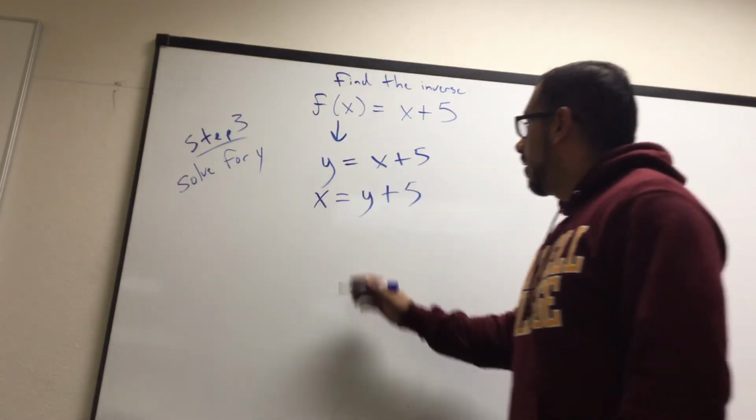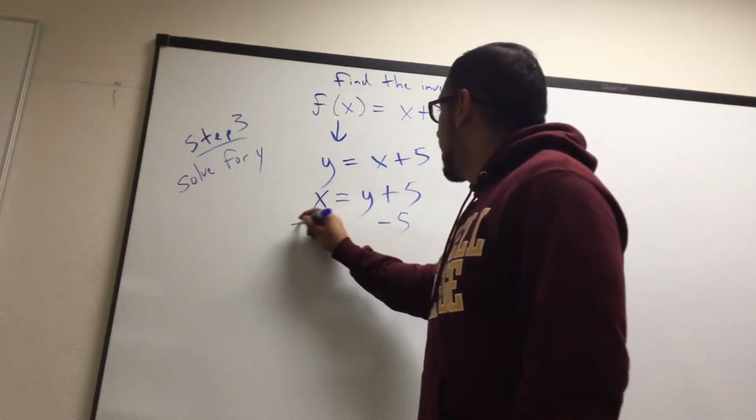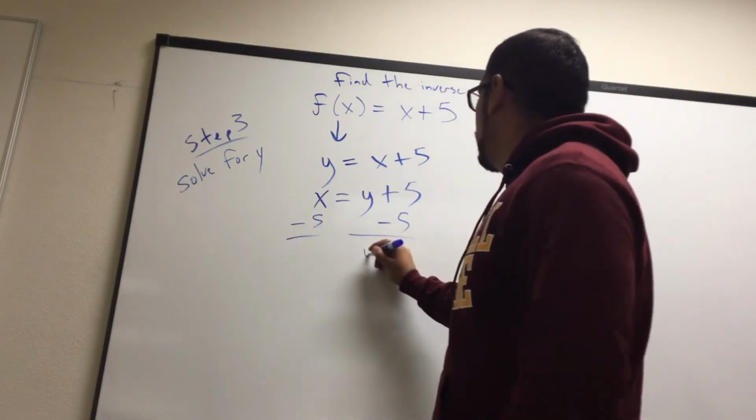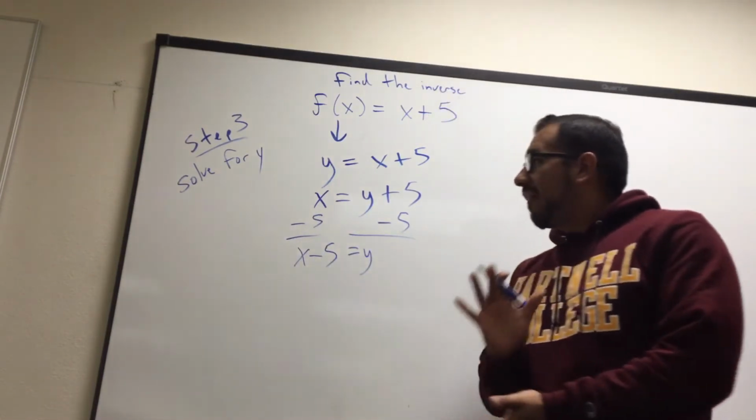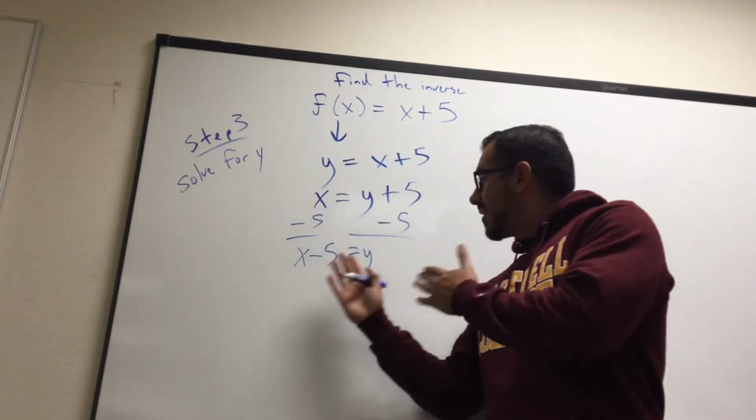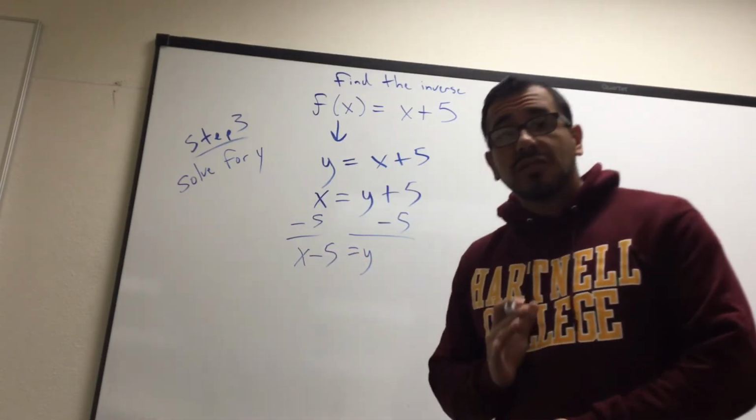So we're going to solve for y here. We subtract 5 from both sides, and now you're left with y equals x minus 5. So what we have found here is, now y is isolated, we have found our inverse function.